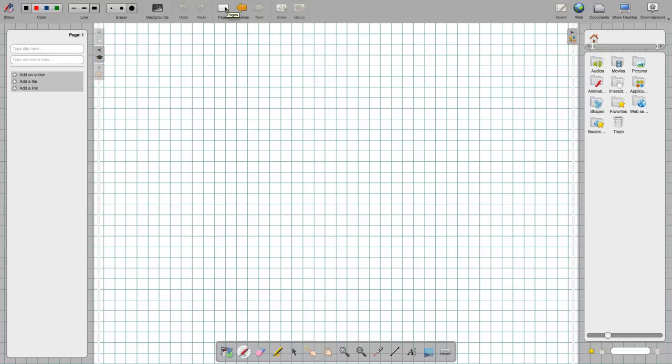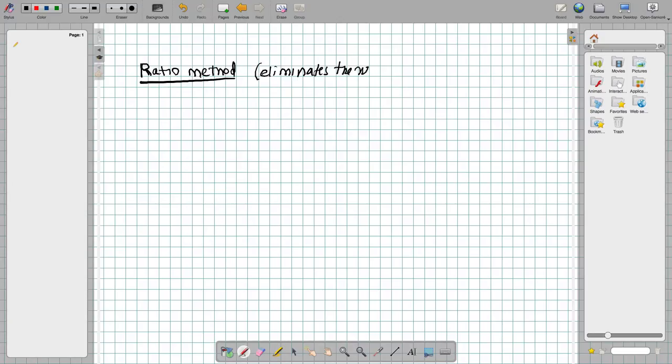So I'm going to go to the next page here, and I'm going to explain a way to use the ideal gas law called the ratio method, which in essence eliminates the need to use the gas law constant.